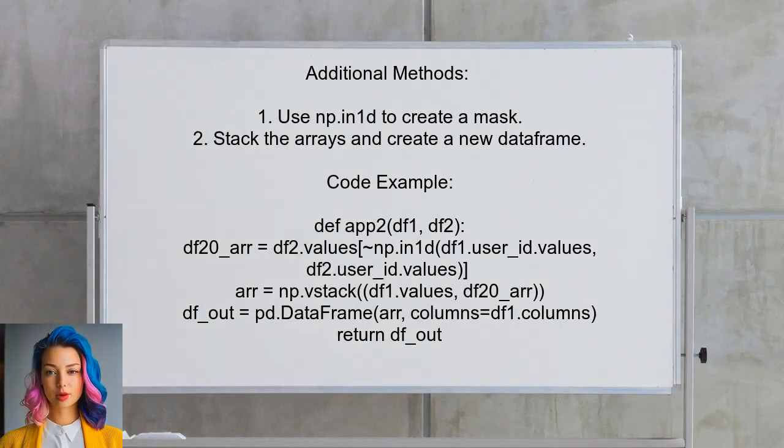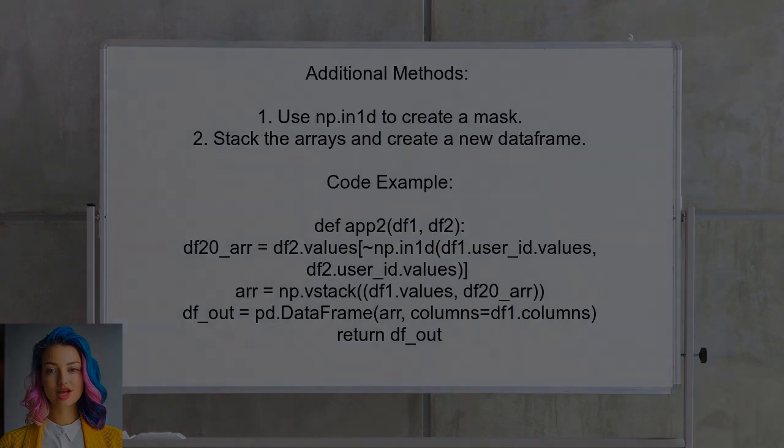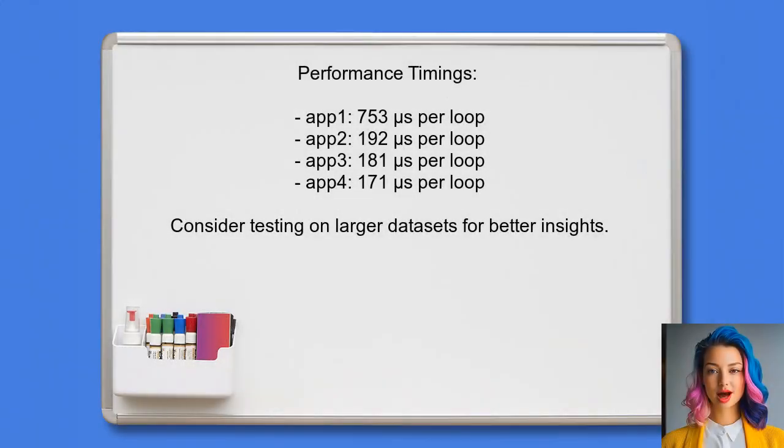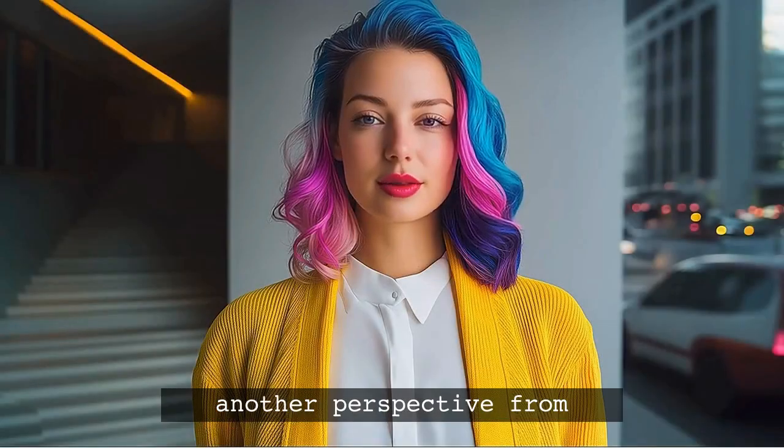The user also provides two additional methods using NumPy functions. These methods utilize np.in1d and np.searchsorted to create masks for matching user IDs and then stack the results to form the final data frame. Lastly, the user mentions performance timings for each approach, indicating that the masking method is efficient, but the other methods using NumPy also perform well, especially on larger datasets. Let's check out another perspective from a different user.